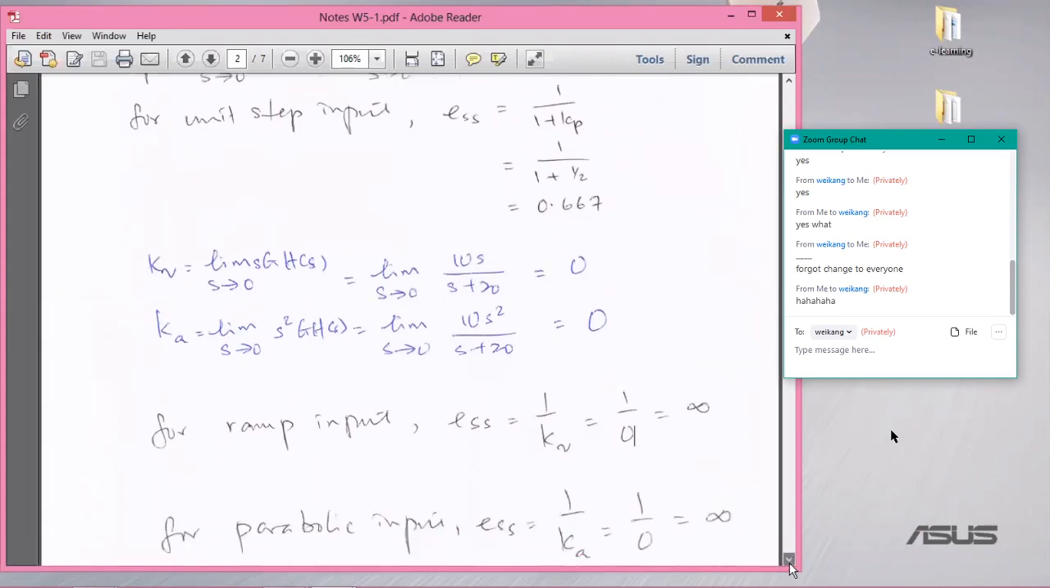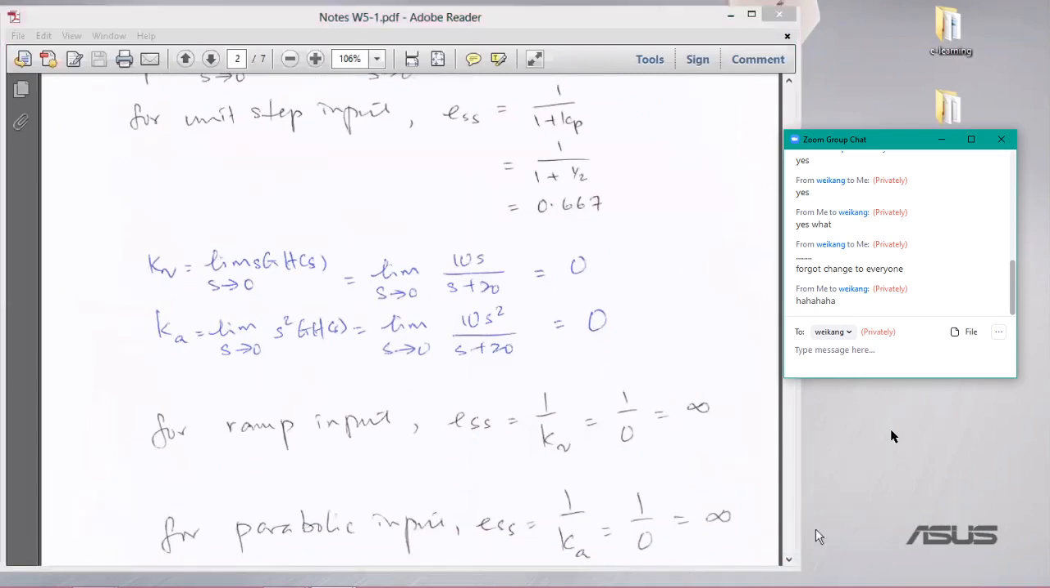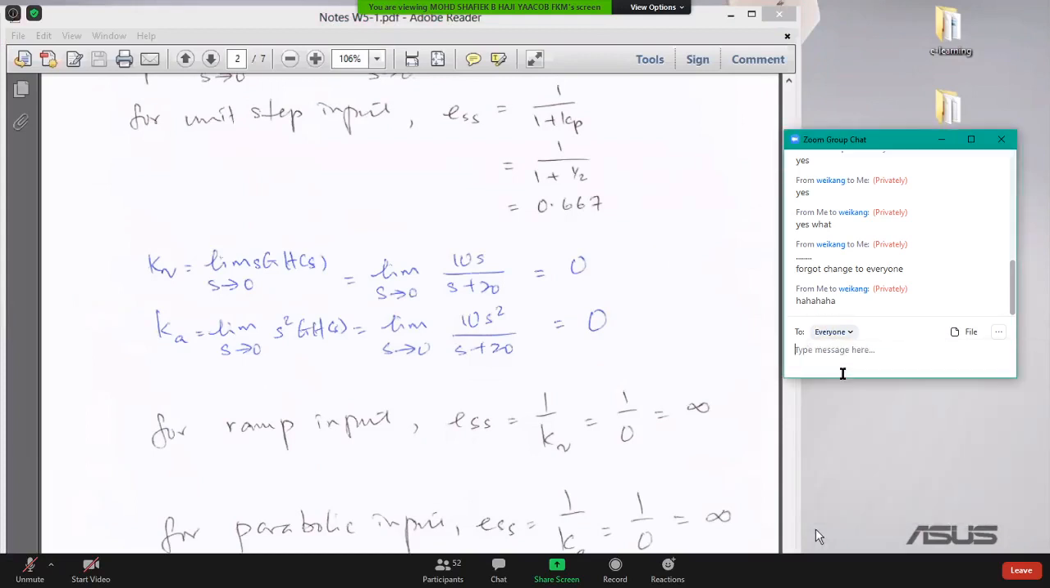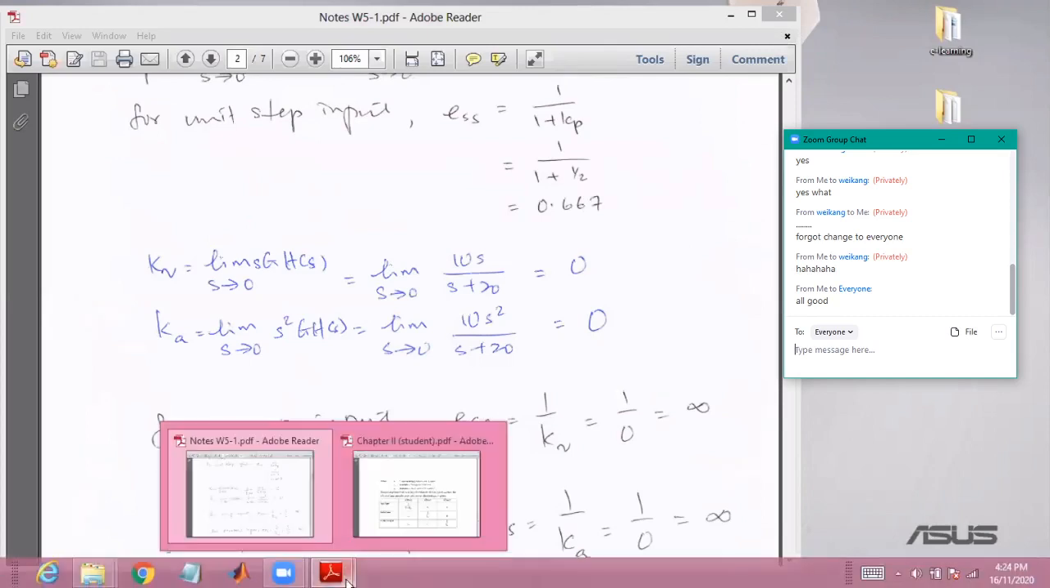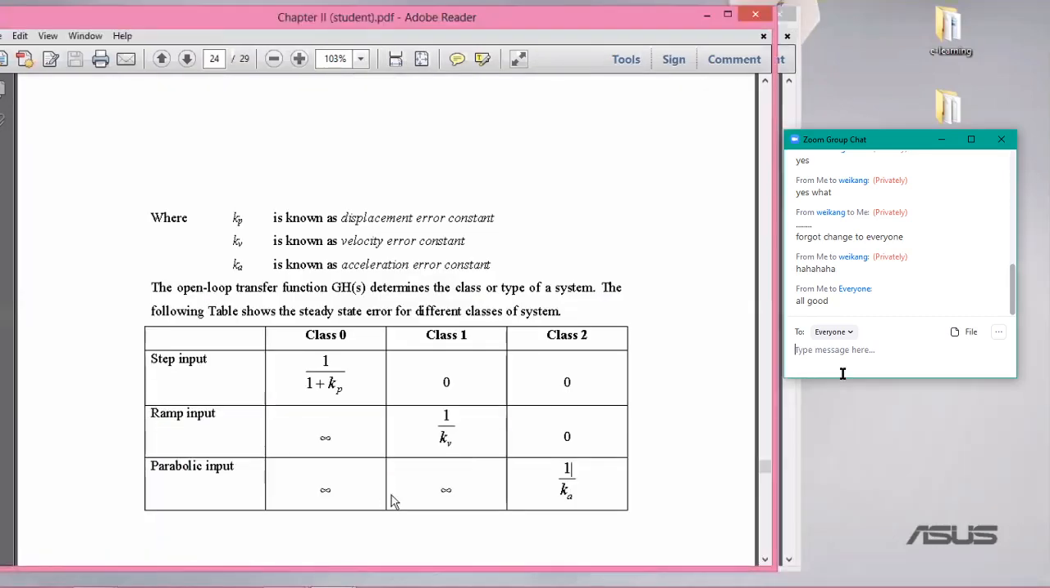Okay, now do you have any questions? All right, okay, no question. No question is good. All good, all right, okay. So now let's take a look at the next example. Next example.